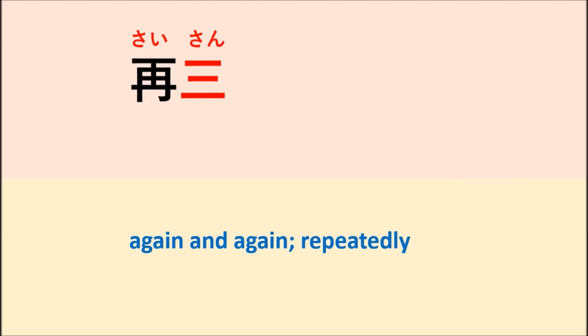Saisang means again and again, or you can say repeatedly. The kanji of sai means do something again, and sang means 3. So when you put the kanji of again with the kanji of sang, it means do it 3 times, or again and again, or just repeatedly.